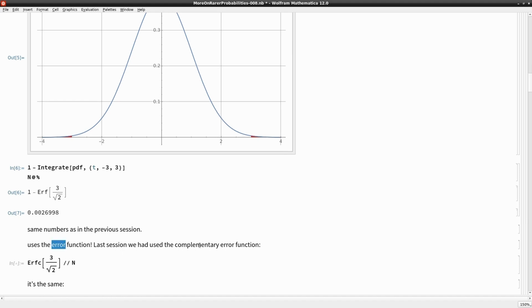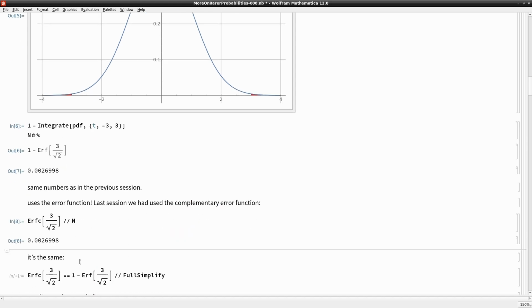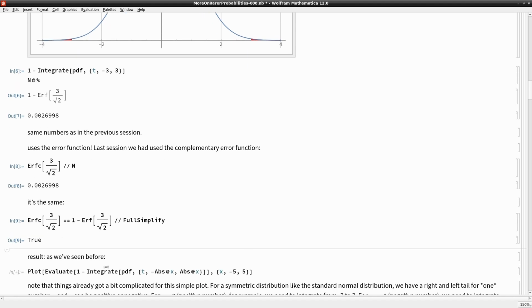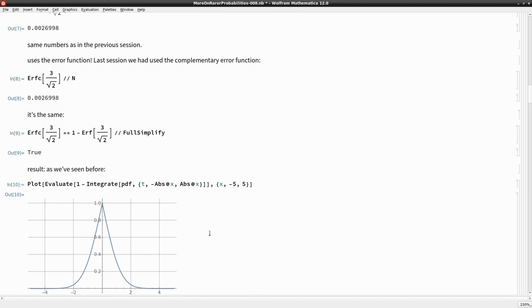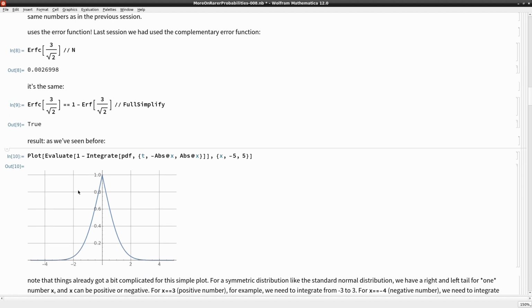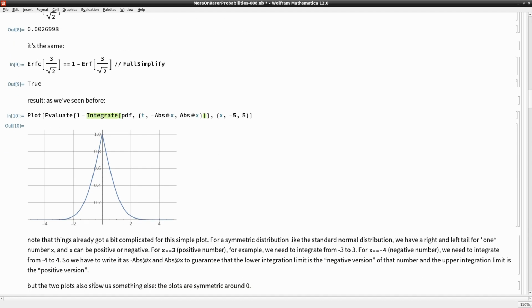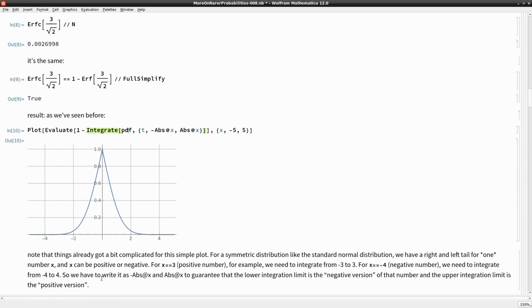And in the last session we had used the complementary error function, but it's not a problem to convert one into the other. That's really the same result, because the complementary error function is 1 minus the error function. Okay, so let's plot it, and again we see the result that we had seen in the last session. This is exactly what we had computed last time, and now what we're doing is 1 minus the integral over the PDF. Okay, but note that things are already getting a little bit complicated here for this very simple plot.